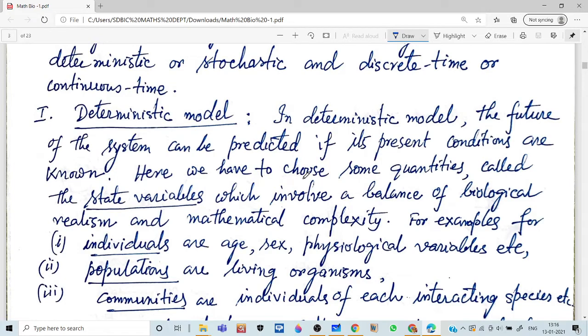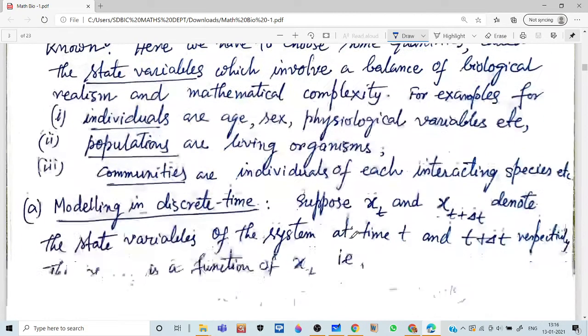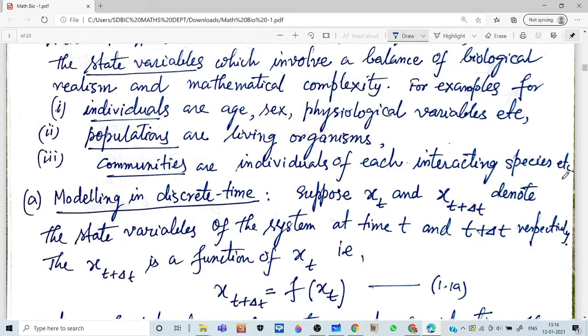Here we have to choose some quantities called the state variables, which involve a balance of biological realism and mathematical complexity. For example, for individuals: age, sex, and physiological variables, etc. For populations: living organisms. For communities: individuals of each interacting species, etc.